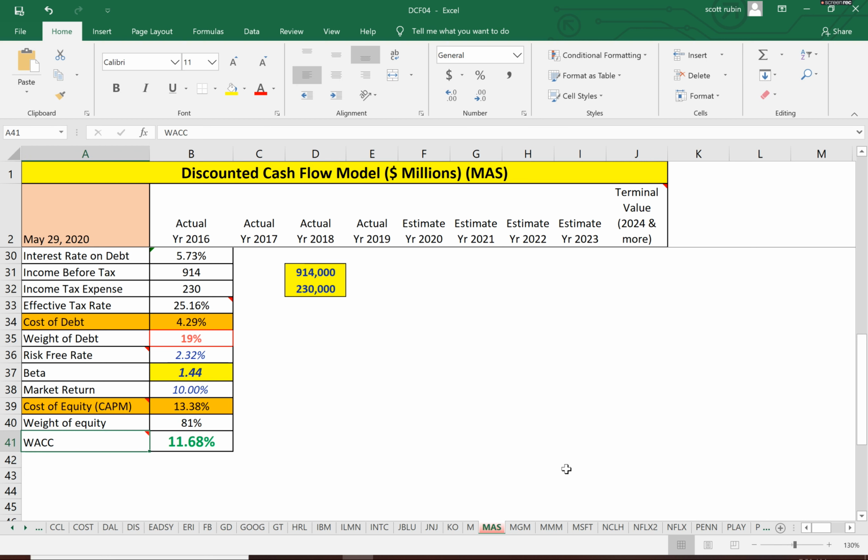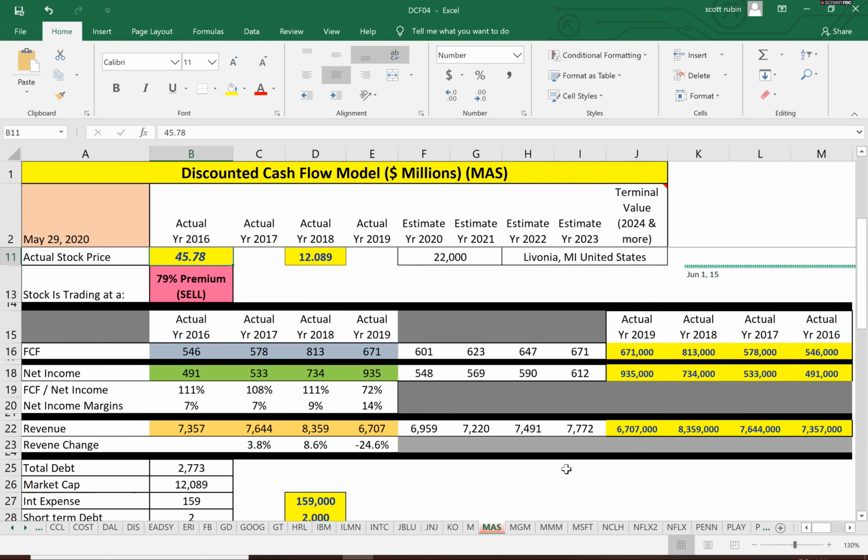So 11.68%, that's the price Masco pays to obtain financing. So Masco needs to generate 11.68% of profit a year to add value to its investors. And if it does not year after year, it will eventually go bankrupt. So that's the rate we're going to discount the cash flows by, the WACC, 11.68%.